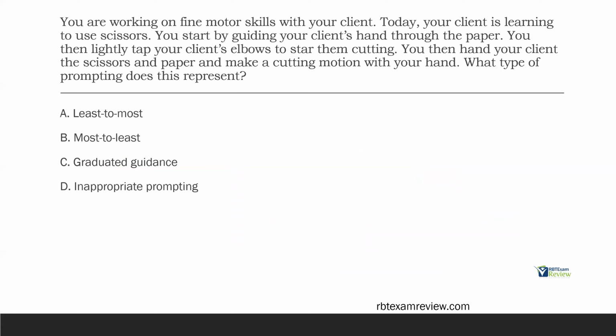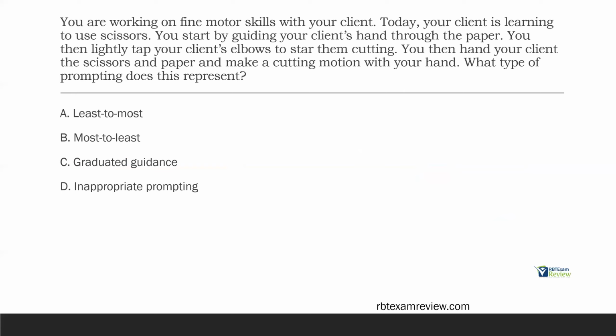You're working on fine motor skills with your client. Today, your client is learning to use scissors. You start by guiding your client's hand through the paper. You then lightly tap your client's elbow to start them cutting. You then hand your client the scissors and paper and make a cutting motion with your hand. What type of prompting does this represent? All right, so think about it. What was your first prompt? What kind of prompt followed that? What kind of prompt followed that?